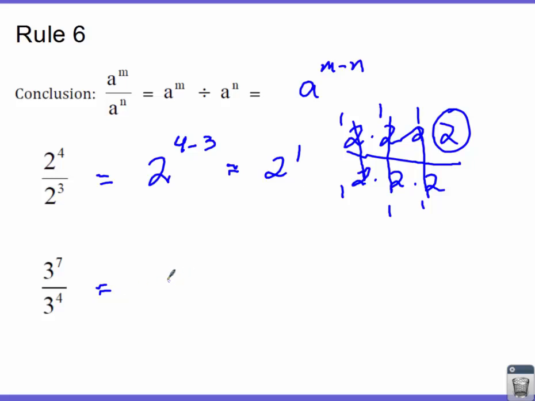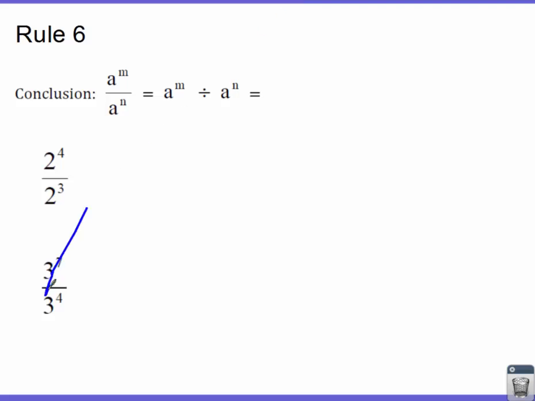Okay, so this one right here, we're going to keep the base. And again, we're going to subtract our exponents, and we end up with 3 to the 3rd power. All right? Now, if this one were, let's say this were reversed. Again, I apologize for that. Let's say that this one here were reversed, and it were 3 to the 4th power divided by 3 to the 7th power.